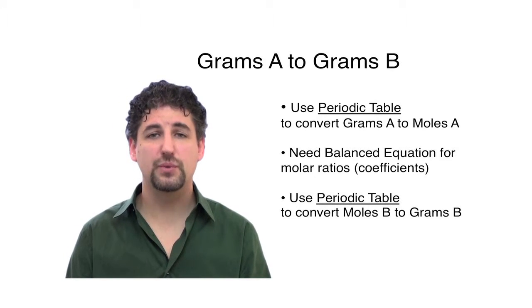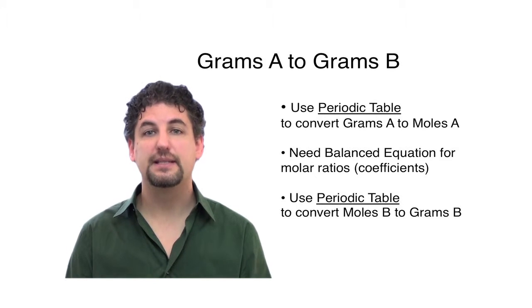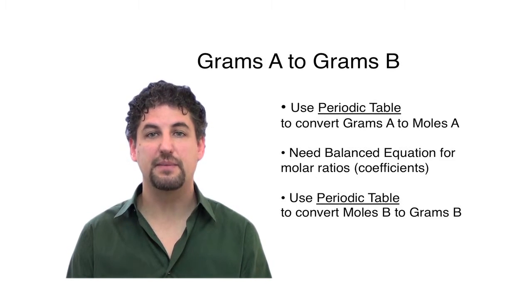All right, so basically it's 3 conversion factors. First one involves a periodic table. Second one comes from the balanced chemical equation. Third one comes from the periodic table again to go from moles back to grams. All right, watch the video. If that sounded confusing, don't sweat it. Watch the video and it will make a lot more sense at the end, and we'll revisit those 3 conversion factors.